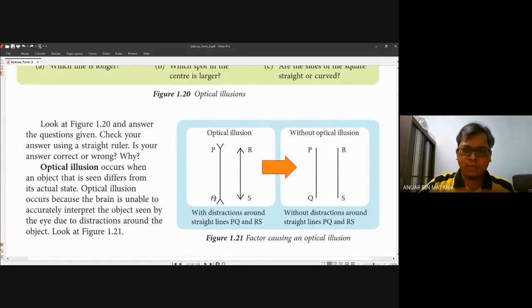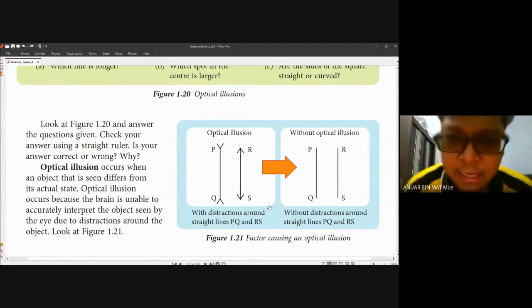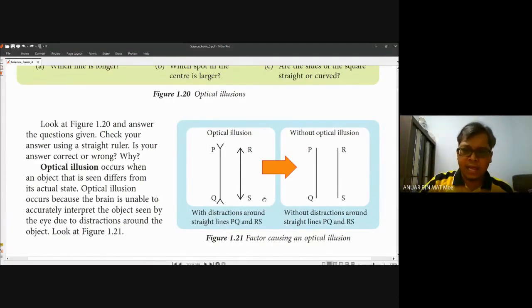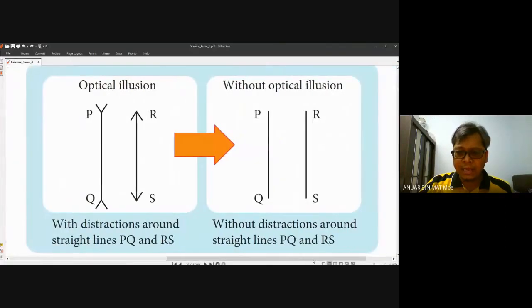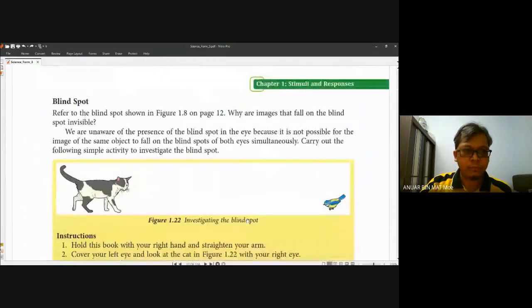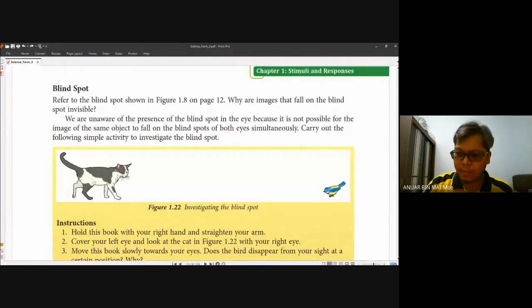So this one you can read it for yourself. Actually, the first optical illusion we mentioned earlier, the PQ and RS lines, are actually the same. Because of the optical illusion, our brain cannot interpret the actual size of the line, so we see PQ as longer than RS. Actually, the lines are the same. Okay, so the next one is what we call the blind spot.